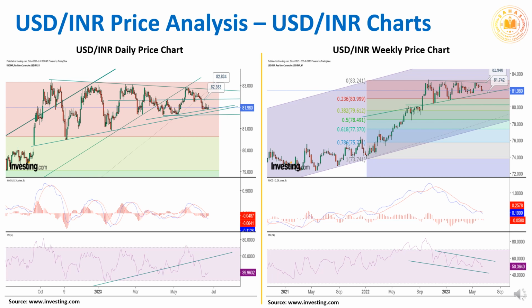Technically, 81.90 is a support zone in the currency pair in daily charts. Break from these levels will take the currency pair to 81.65 levels, which are also indicated by the weekly charts. On the upside, 82.36 is an immediate resistance. Now, let's move to dollar index.